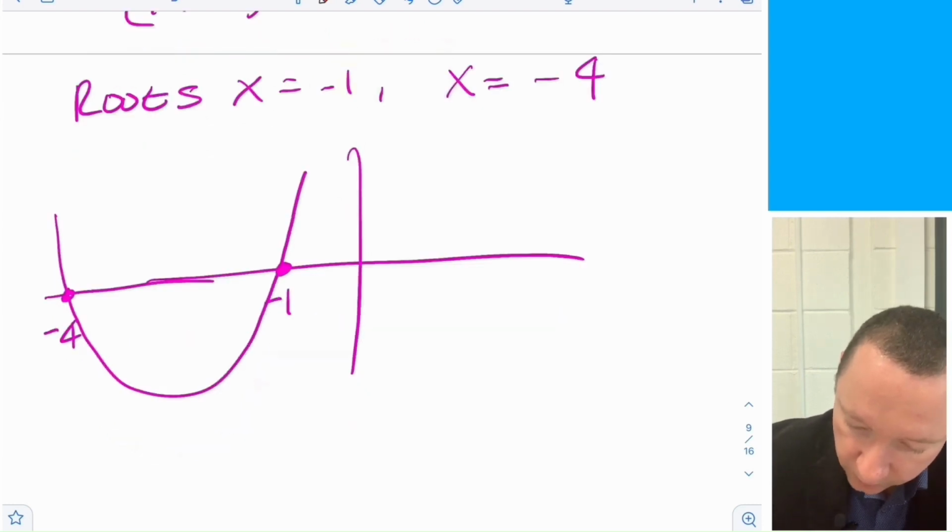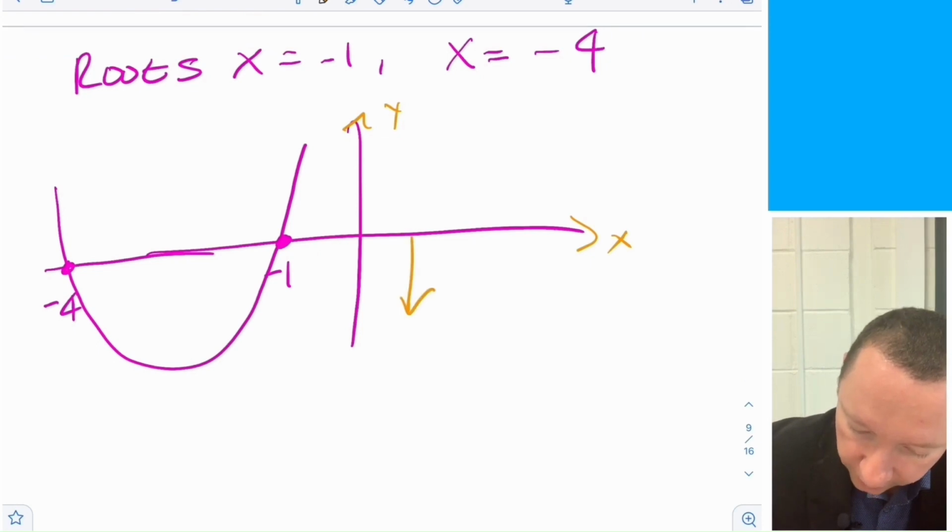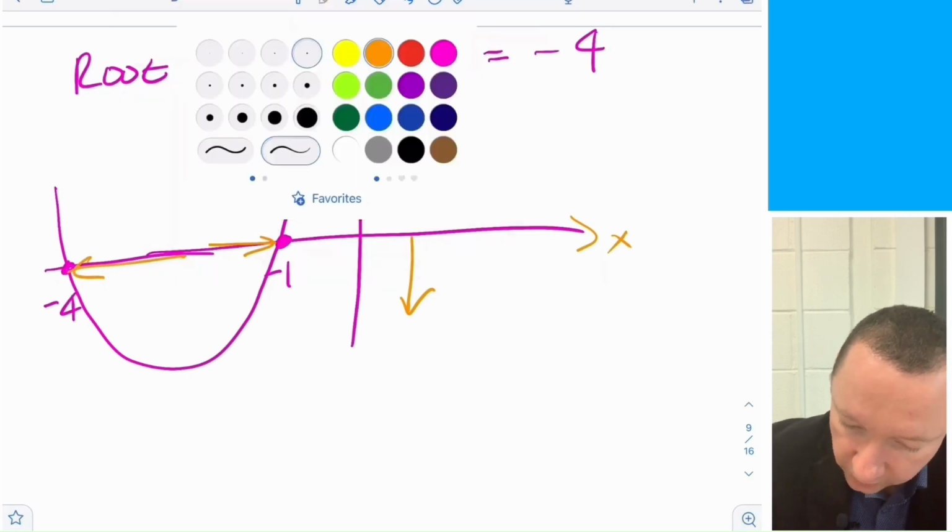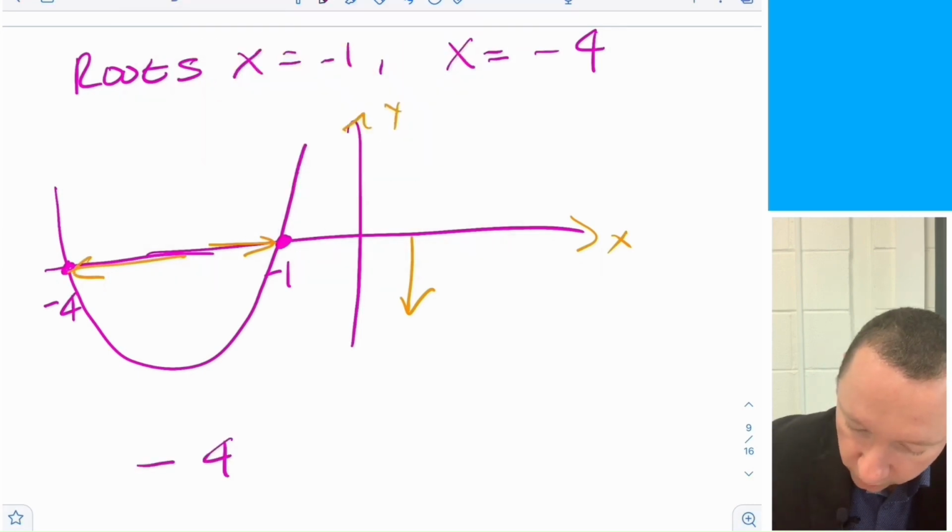Less than 0 means below the x-axis. It's under here when it's between these two numbers. So our final answer, minus 4 is less than x, which is less than minus 1.